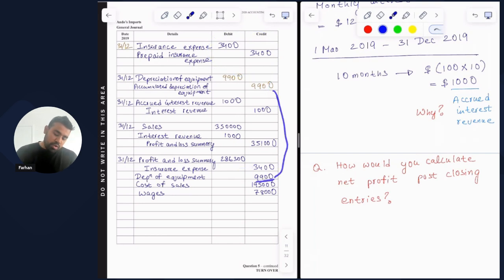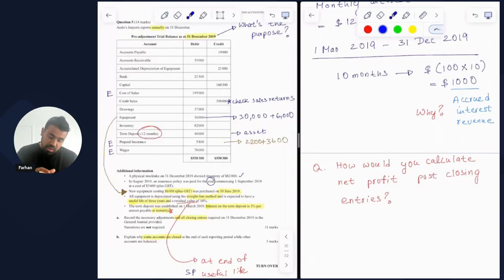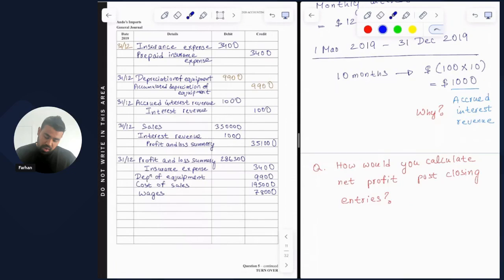We calculated the total depreciation for the old and the new equipment. And then we have cost of goods sold and wages. These two have been taken from the pre-adjustment trial balance, and none of these figures have to be adjusted. The cost of goods sold is $195,000, and then you've got wages of $78,000, right? So we do not have any other expenses that we need to record. These are the two expenses that we have included here as well.